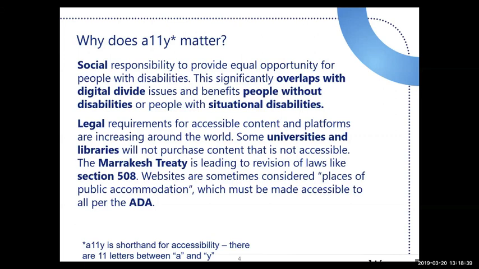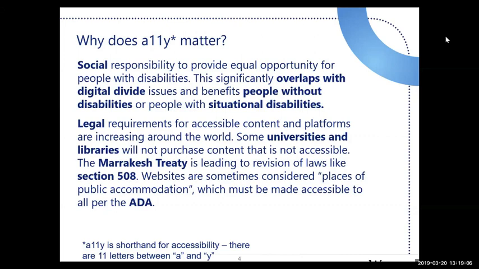Maybe I can't access my content in the way that I usually do because I don't have full electricity, and I need to be able to access my content in a different way. There are also many legal requirements, and I'm not going to get into the full details of all of them, but it's important to be aware that there are many. Many universities and libraries will not purchase content that's not accessible or proven to be accessible, sometimes by a third party.